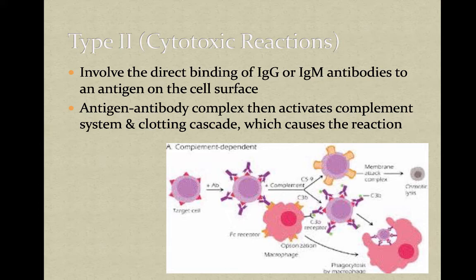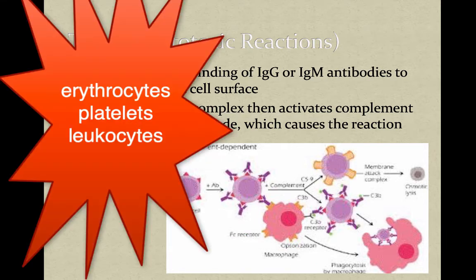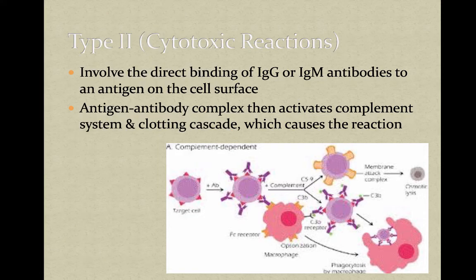So cellular tissue is then destroyed by either activating the complement cascade, which results in cytolysis, or by enhancing phagocytosis of target cells. And target cells that are frequently destroyed in type 2 reactions are erythrocytes, platelets, and leukocytes. So common antigens include the ABO blood group. If you are type A blood and you get type B blood, your body's going to immediately form antibodies on the cell surface of the B blood and destroy them. And then also Rh factor, so if you're Rh negative and you receive Rh positive blood. And some drugs, medications, can actually cause cytotoxic reactions as well.